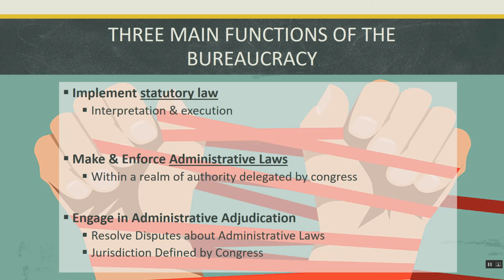Finally, the third major function of the modern executive bureaucracy is to engage in administrative adjudication, which is to act as a judge in disputes involving administrative laws. In other words, to interpret and apply administrative laws to particular cases when they come into dispute or controversy. And once again, what we're going to discover is that this is a bit peculiar because the executive branch, including the executive bureaucracy, is not the judicial branch. It is not constitutionally authorized to engage in administrative adjudication.